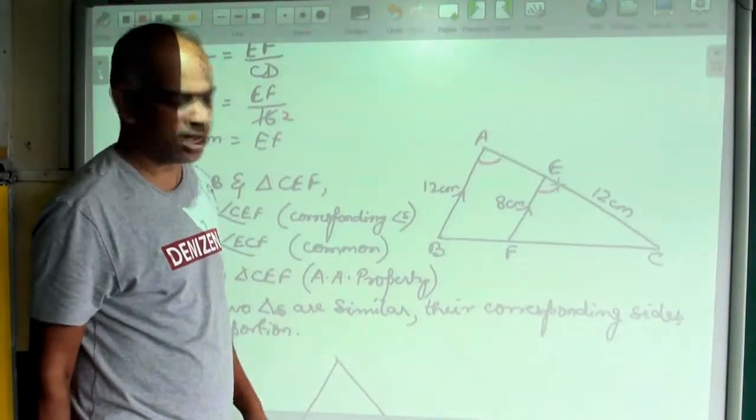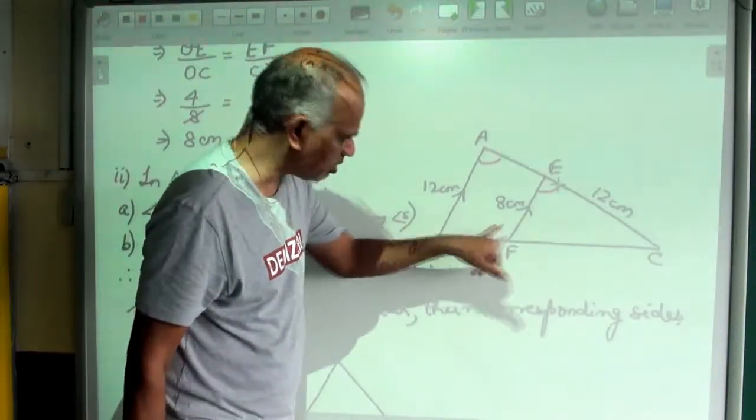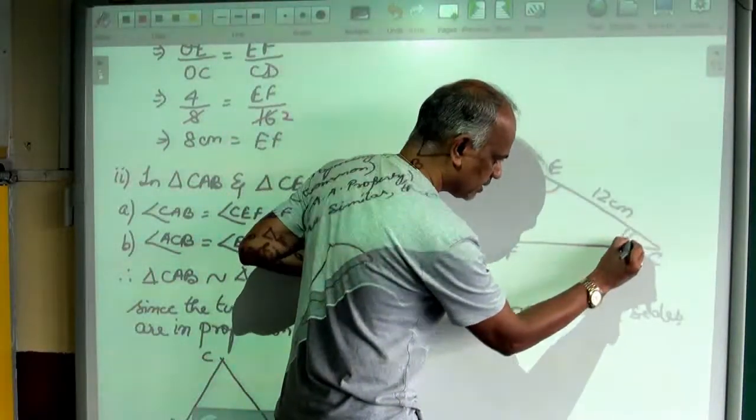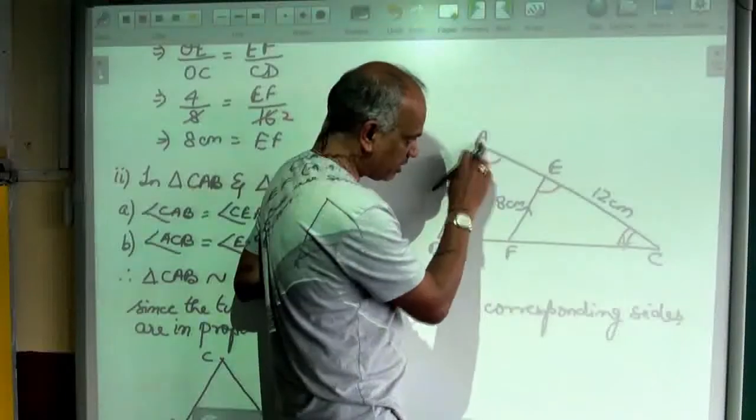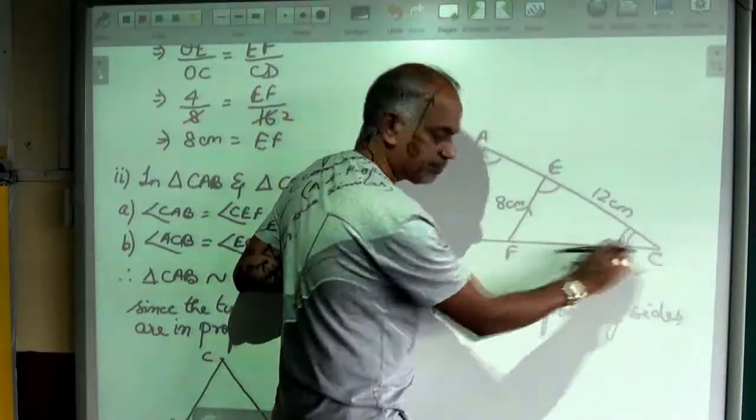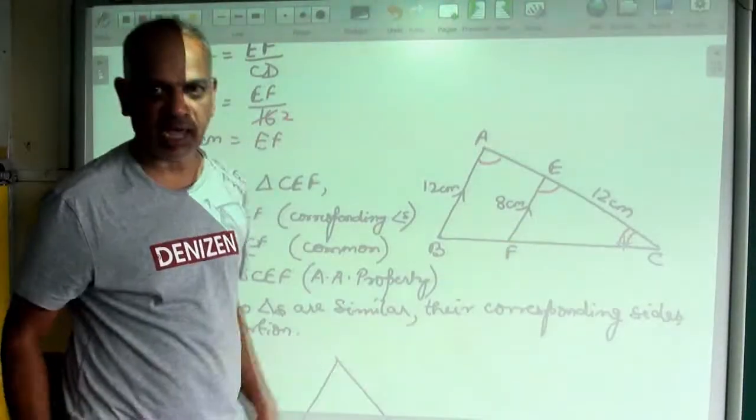One more angle which you have to mark, we can mark this also. This and this are equal, they are also corresponding. Or the third one is this. This angle is present in the biggest one. This angle is also present in the smaller one. So that becomes a common angle.